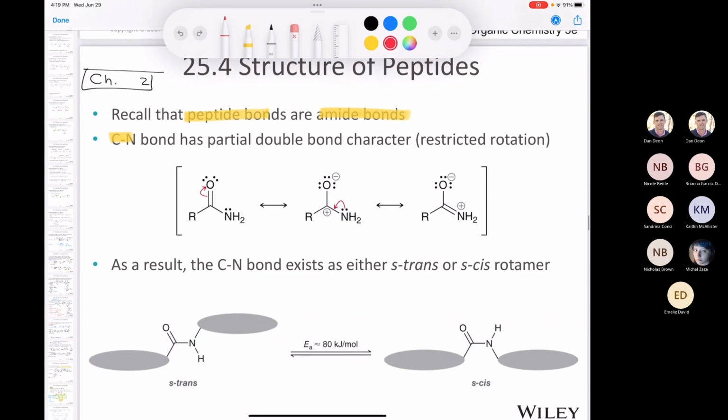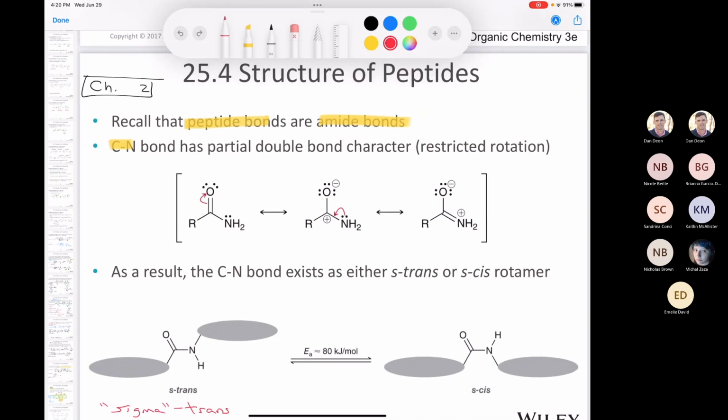When it says S-trans, what that means is sigma trans, because this is a sigma bond. It's not like a double bond cis and trans. It's sigma trans. You can even scribble that in here. Sigma trans, and then you have sigma cis. The same thing over here, S cis and S trans.